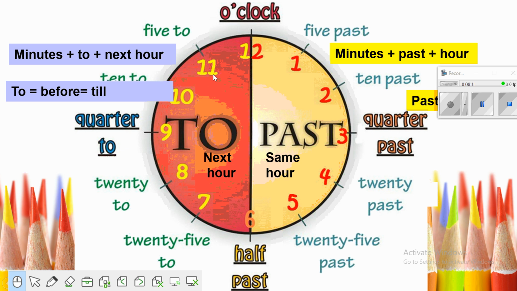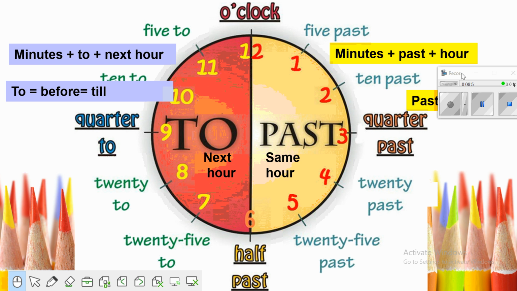This page is so important, and I want you to print it out and hang it on the wall in your room, and remember what each number represents. Now, can you see the purple here? This is how I write. When I'm writing the minutes, I'm starting with the minutes, then the hour. So minutes to the next hour. For past, minutes past the same hour.